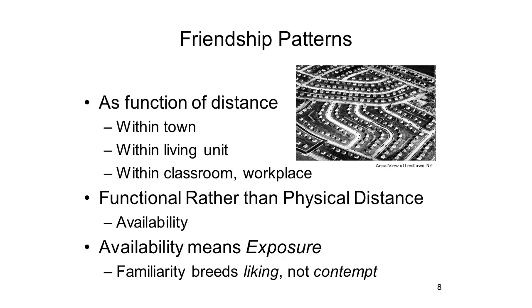A neighbor with whom you share a yard is more likely to be a friend than one whose yard is separated from yours by a fence. If your dormitory room is near the bathroom, the elevator, or a stairwell, you're likely to have more friends, just because of the number of people passing by your door and the frequency with which they do it. Functional distance creates availability, and availability means exposure and familiarity. And it turns out that familiarity doesn't breed contempt, it breeds liking.